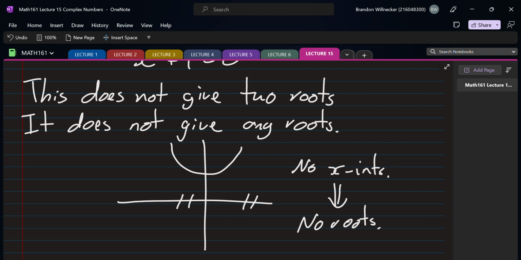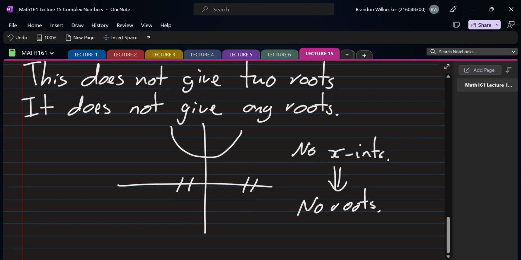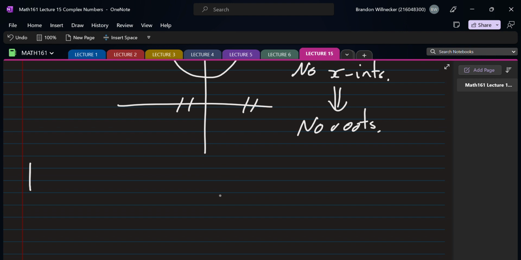Okay, so that's another way of checking. We see that it's above the x-axis here, so no solutions to that equation x squared plus 1 is equal to 0. However, we would like there to be 2 solutions, because there's this theorem called the fundamental theorem of algebra.